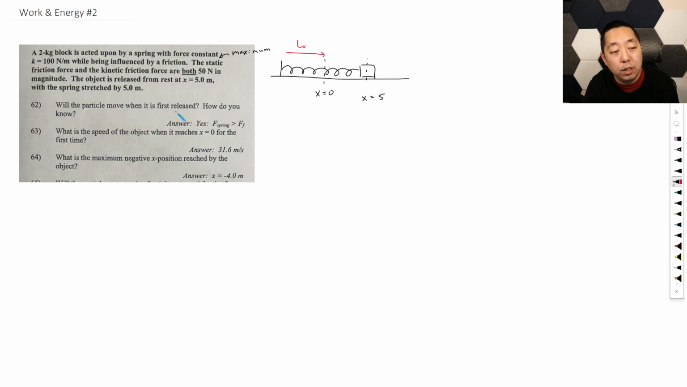First part is, will the particle move when it's first released? And how do you know? The reason it might not move is because the static friction might be too great, or we can't overcome the maximum static friction in order to get it started moving. So in order to understand that part, we've got to draw a free body diagram, right?